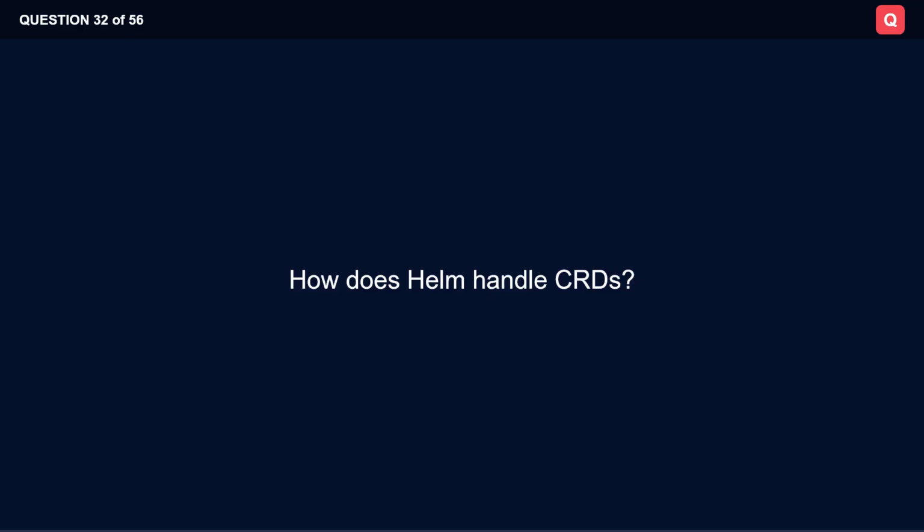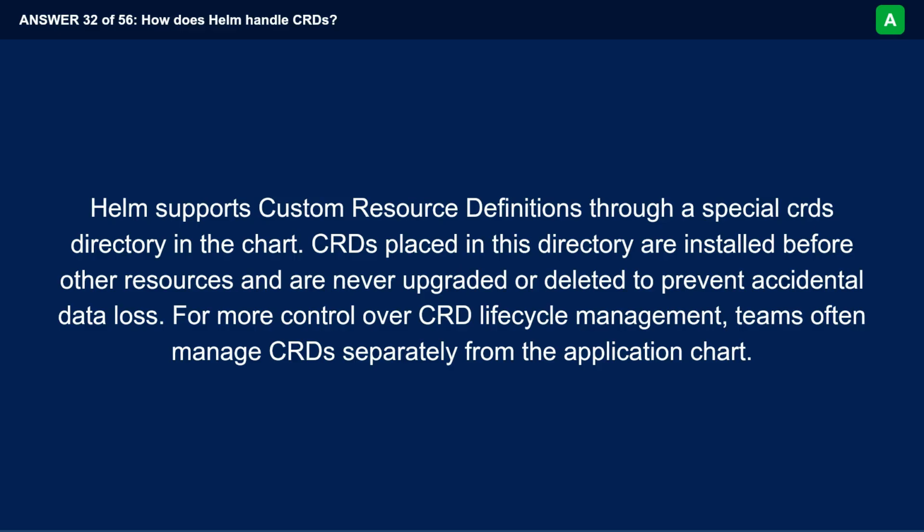How does Helm handle CRDs? Helm supports custom resource definitions through a special CRDs directory in the chart. CRDs placed in this directory are installed before other resources and are never upgraded or deleted to prevent accidental data loss. For more control over CRD lifecycle management, teams often manage CRDs separately from the application chart.